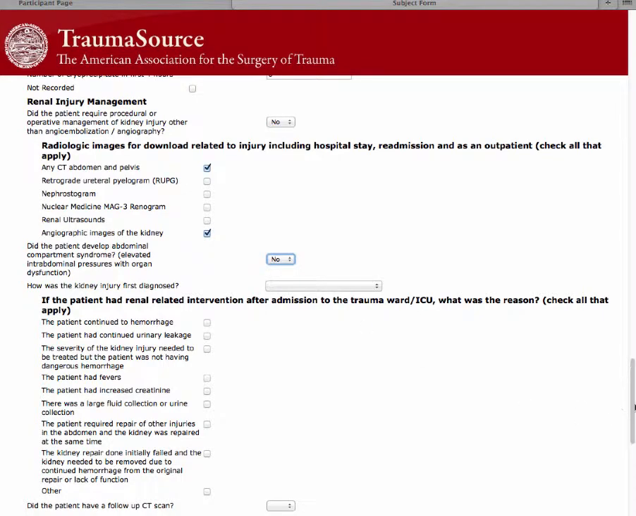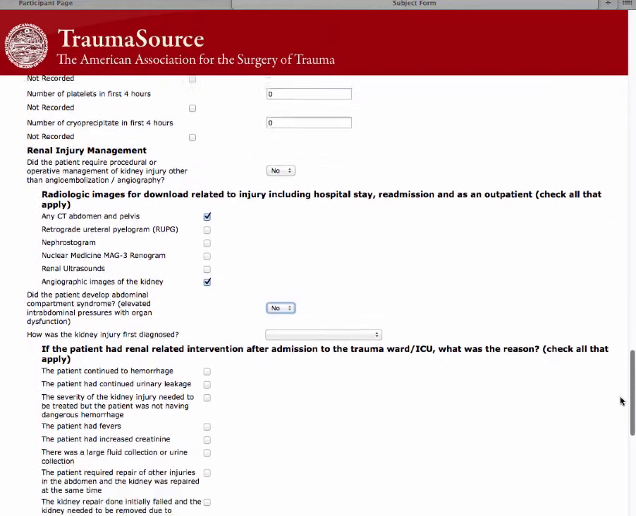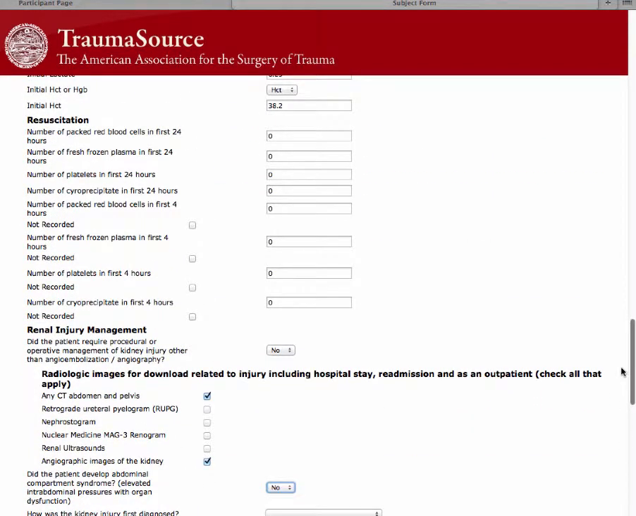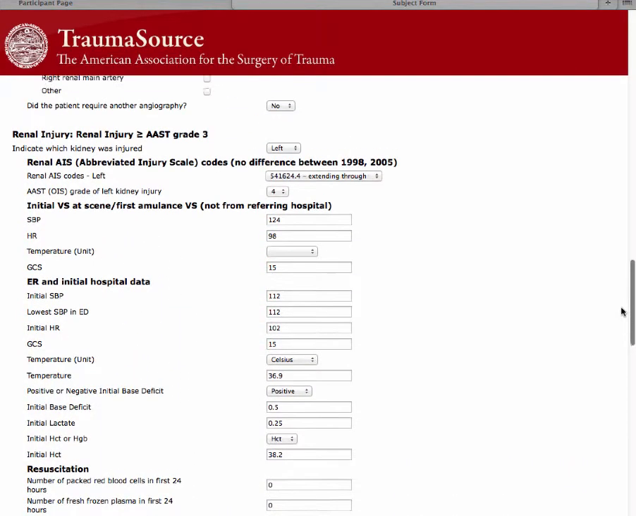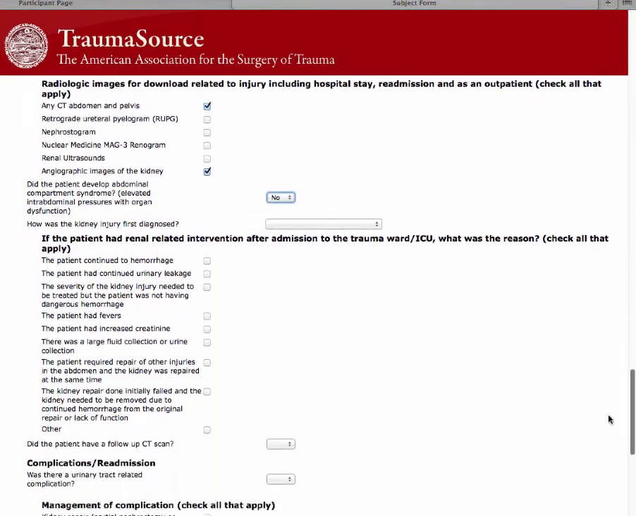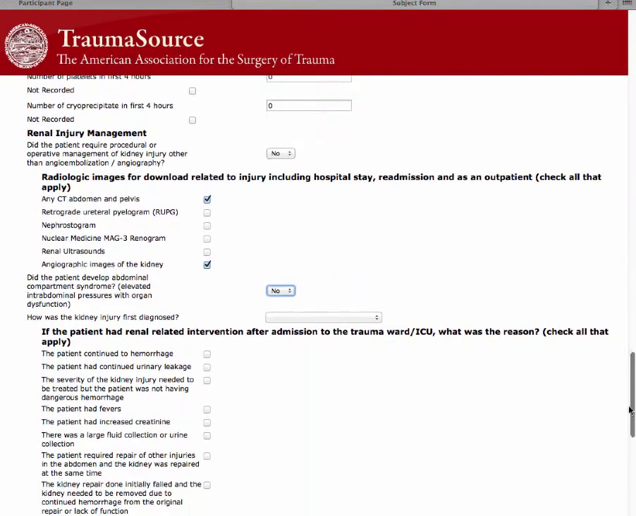This was our previous case that we discussed in the first video, a patient that had a renal trauma secondary to blunt trauma from a mountain biking accident. The patient had angiography and also underwent embolization of a small fragment of kidney that remained. The rest of the kidney had been devascularized in the accident. So this patient did not get abdominal compartment syndrome, but you could easily answer yes as well.